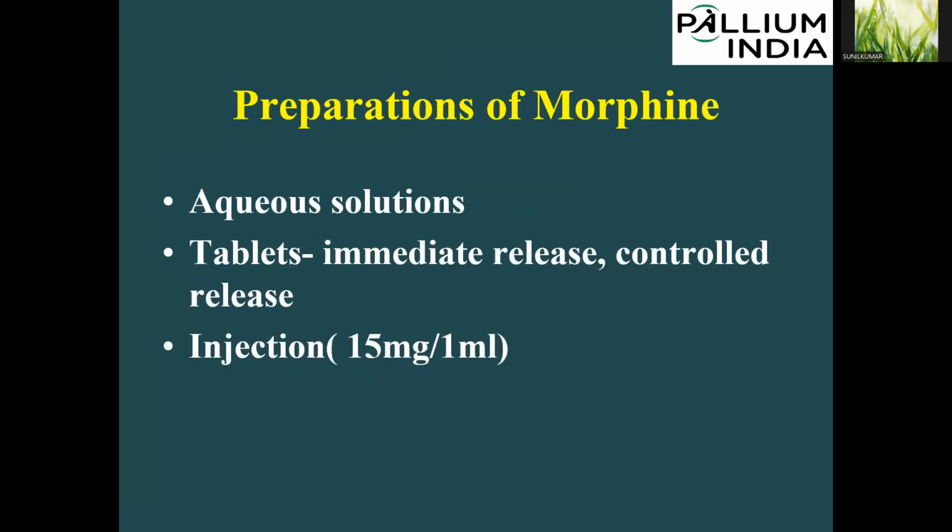So what are the preparations of morphine available? There is syrup morphine available at some places, but most places have tablets or capsules, which are either immediate release morphine or controlled release morphine. And injection morphine, and the strength would be variable in different states.